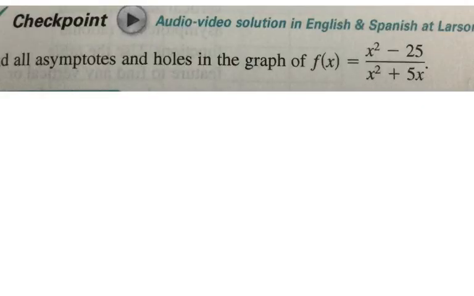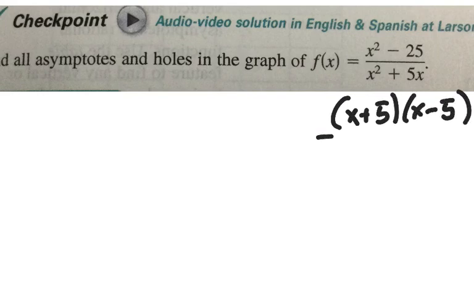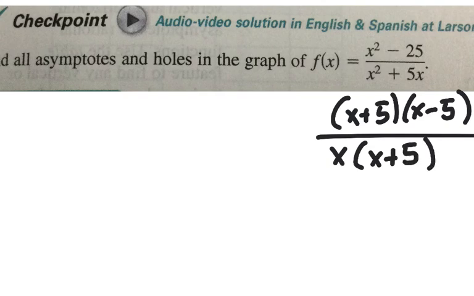The factored form of the numerator should have been x plus 5 times x minus 5. The factored form of the denominator should be x times x plus 5. Okay, that should be your factored form for both. Are there any questions for me about either one of those?